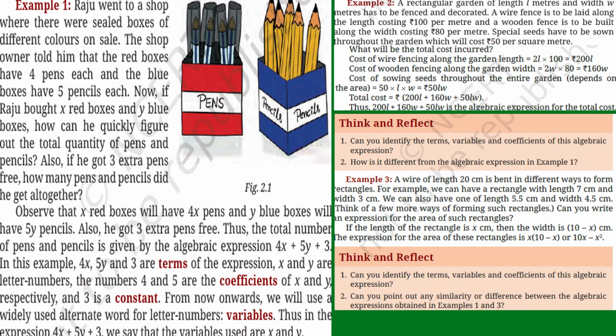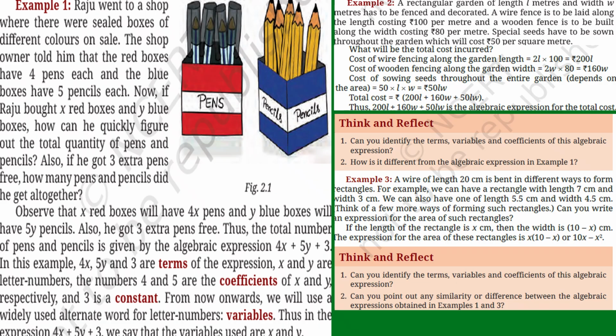Now, if Raju bought x red boxes and y blue boxes, how can he quickly figure out the total quantity of pens and pencils? Also, if he got 3 extra pens free, how many pens and pencils did he get altogether? Now, let's look into the solution for this. There are x red boxes. So, how many pens do we have from the red boxes alone?